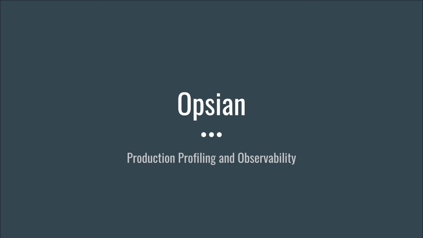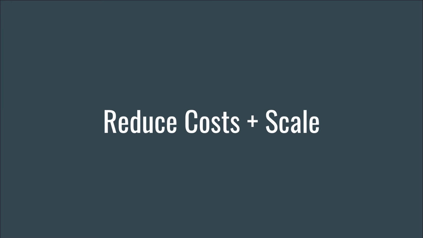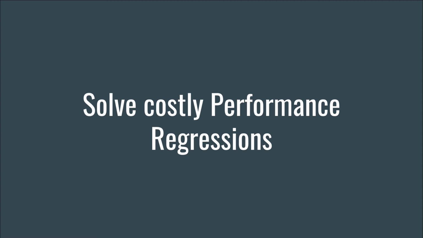Opsian is a production profiling and observability agent. We enable you to see how your application is performing in production right down to the method and line. It's used to reduce infrastructure costs and increase scalability, but also enables very fast root cause analysis when there are performance regressions introduced by changes.